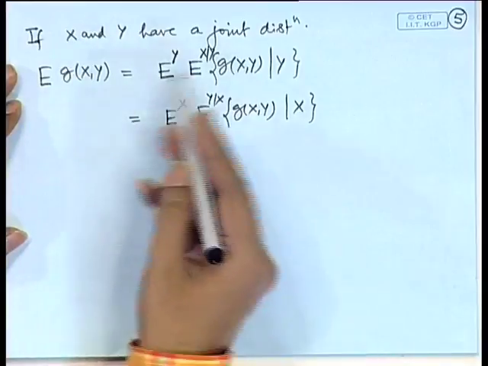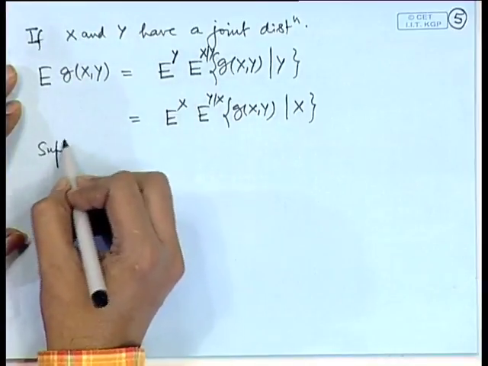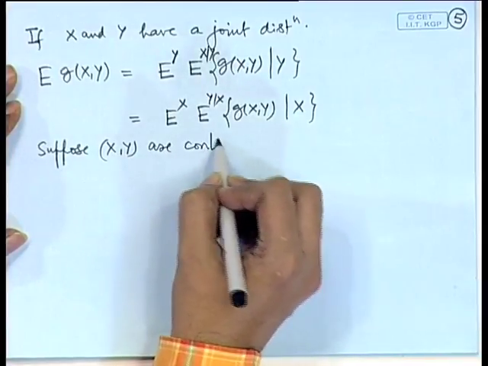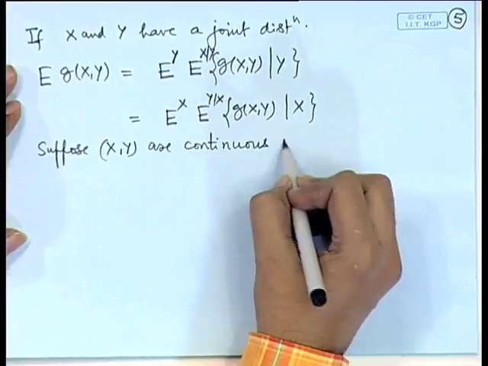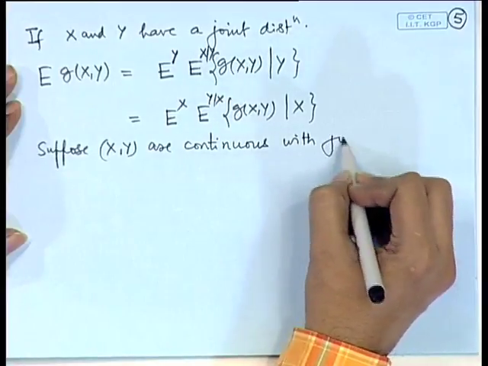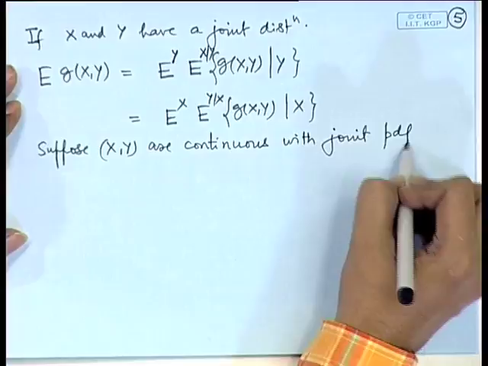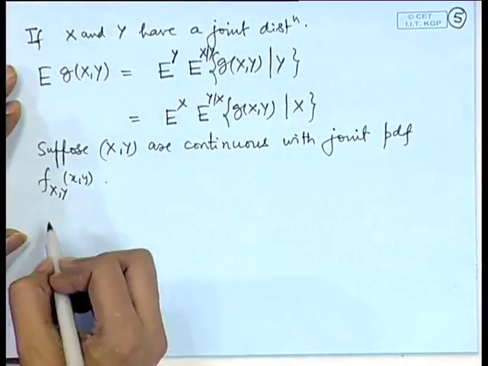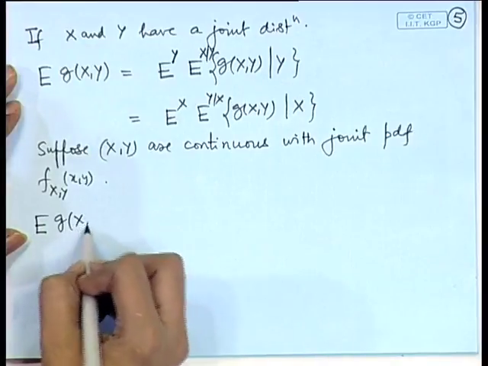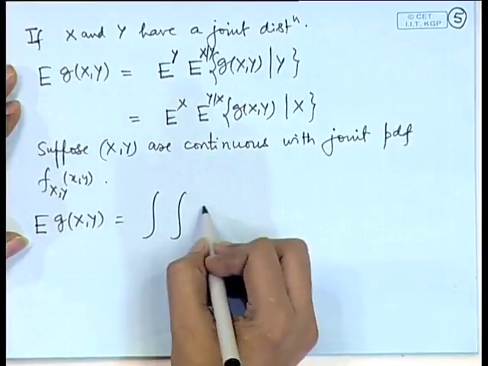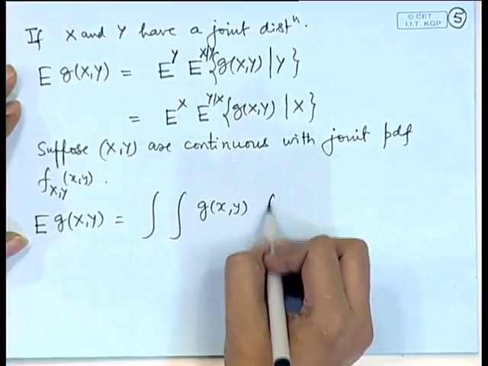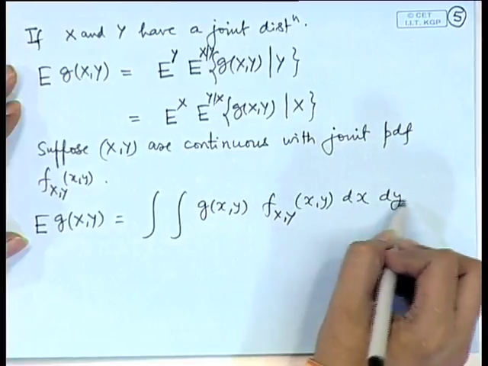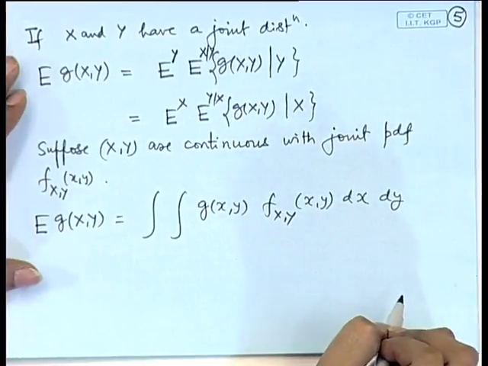Let me give a rough sketch of the proof. Suppose x and y are continuous with joint PDF, say f x y. So, expectation of g x y we can express as the integral of g x y f x y dx dy. Suppose we keep the order of integration as dx dy.